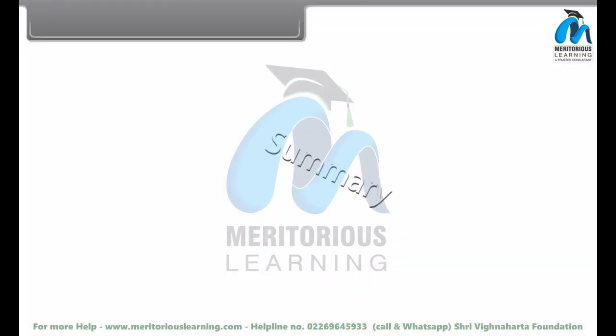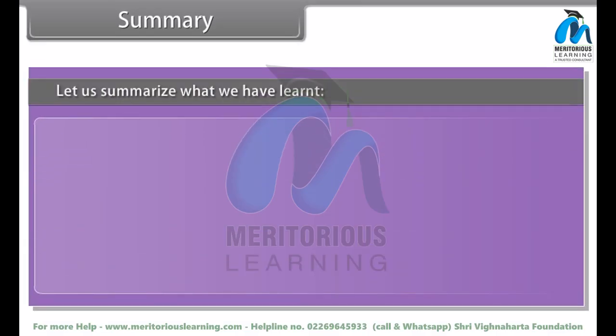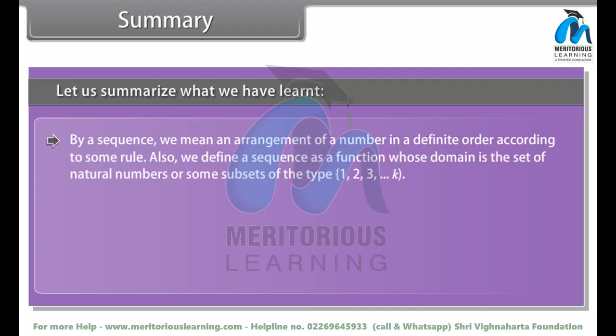Summary. Let us summarize what we have learnt. By a sequence, we mean an arrangement of a number in a definite order according to some rule. Also, we define a sequence as a function whose domain is the set of natural numbers or some subsets of the type 1, 2, 3 up to k.